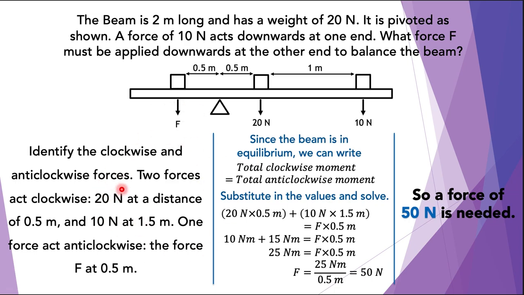You might have been able to work this out in your head as well by looking at this diagram. So the 20 Newton weight requires 20 Newton to balance it, and the 10 Newton at 1.5 meter needs 30 Newton at 0.5 meter to balance it. So the total force needed is 50 Newton. So 30 plus 20 and we get 50. So this force had to balance this force as well as this force. That is why we get 50 newtons at this point.